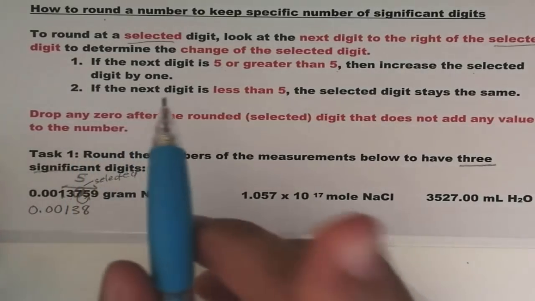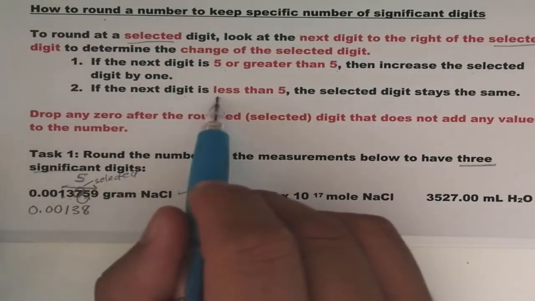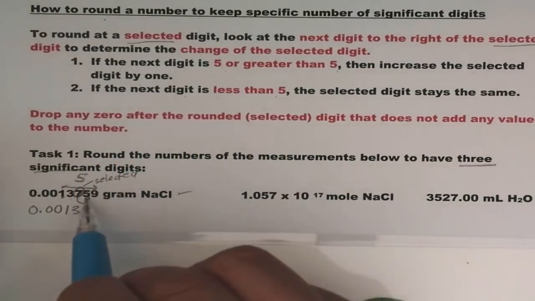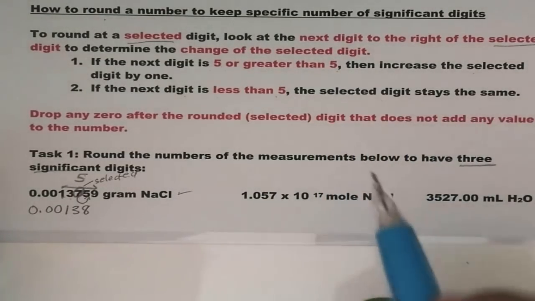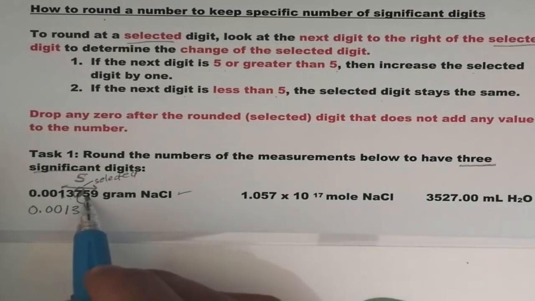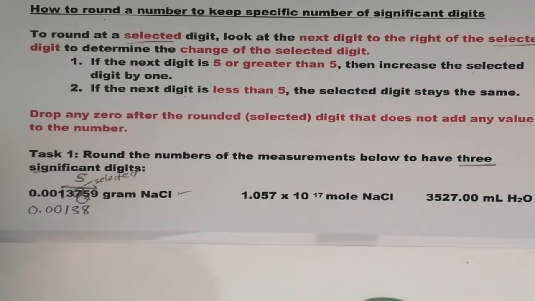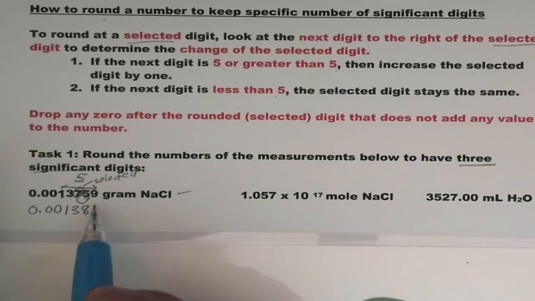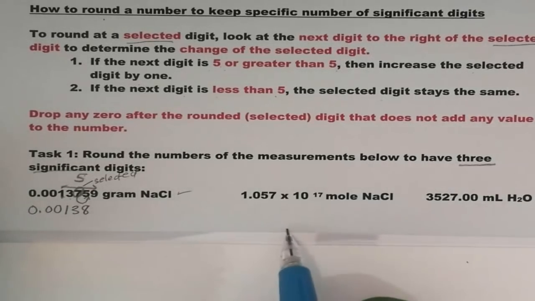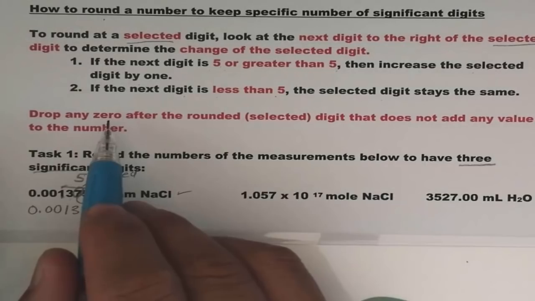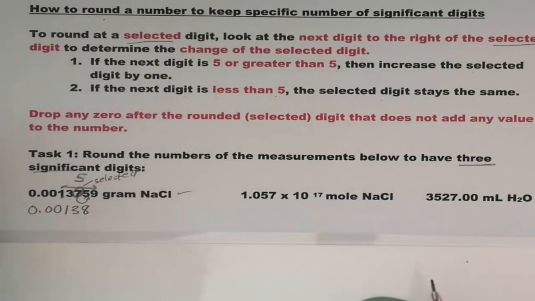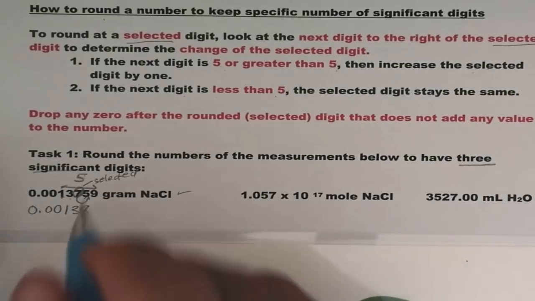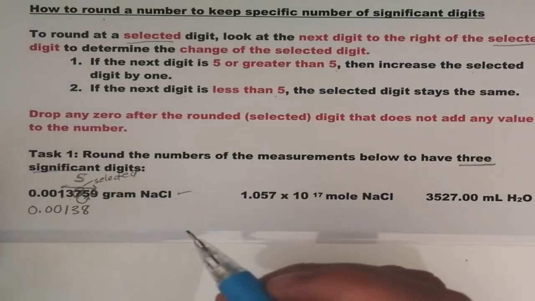Before we move on, let's look at the other option. If the next digit is less than 5, in this case it's not, then the selected digit stays the same. In this case, it's 5 or greater than 5, so this becomes an 8. Now, one of the most difficult parts is, what do we do with all the digits after the rounded or selected digit? And here's the solution. First of all, any digit after the rounded number will become 0. Okay, so this 9 will become 0 as well.